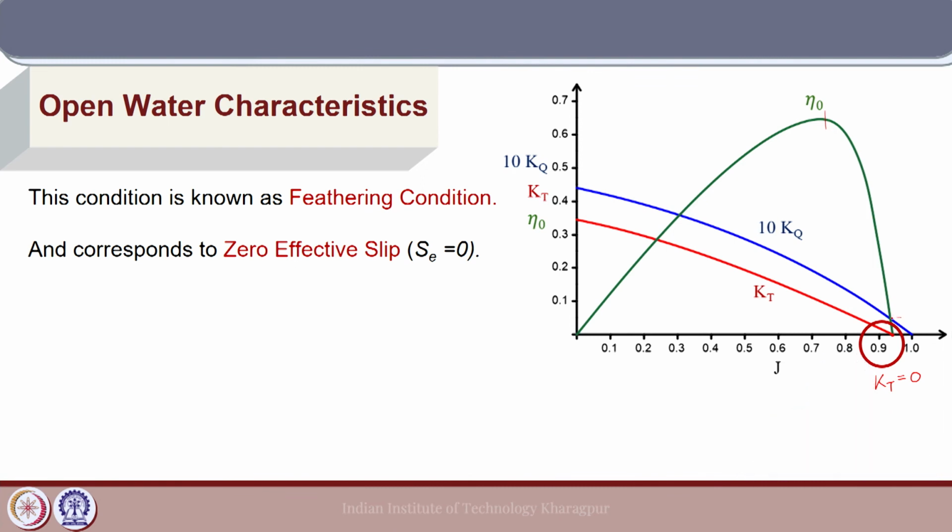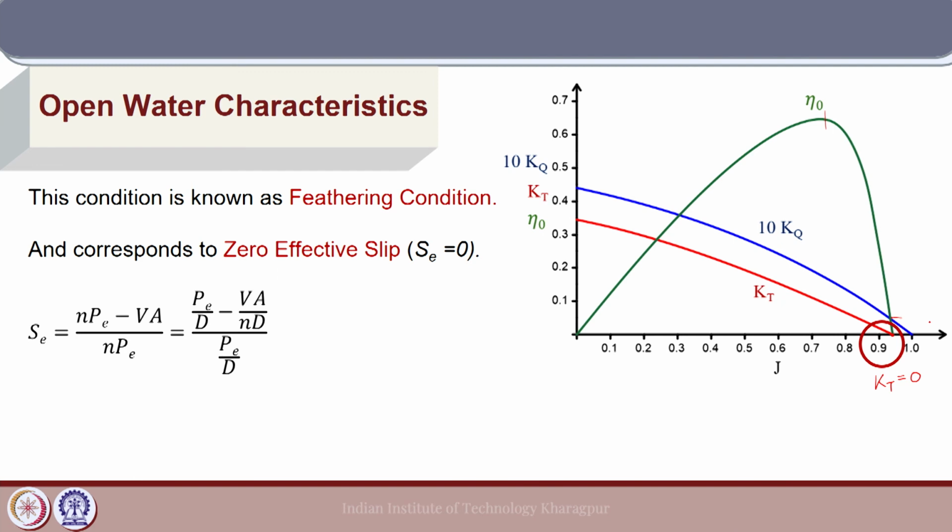But one must consider that at kT equal to 0, kq is still not 0, kq is still positive. Why? Because at kT equal to 0, the component of lift and drag will also give a small kq. So, kq will become 0 at a J value which will be higher than the J at which kT is 0. Okay.